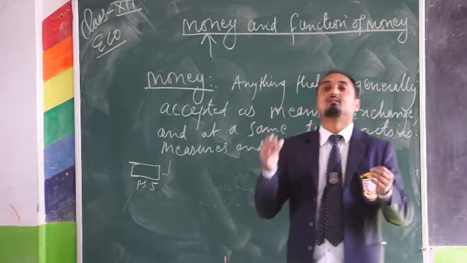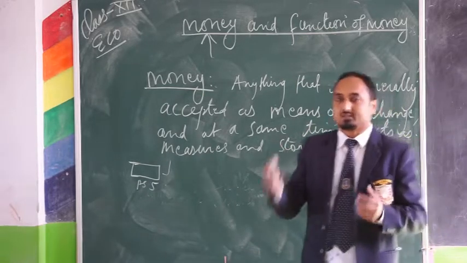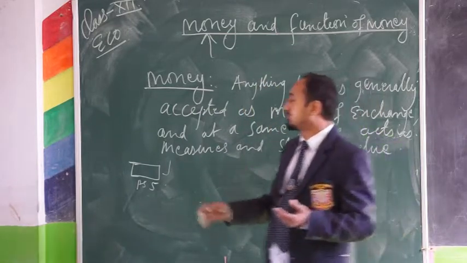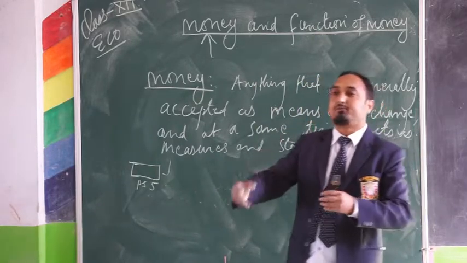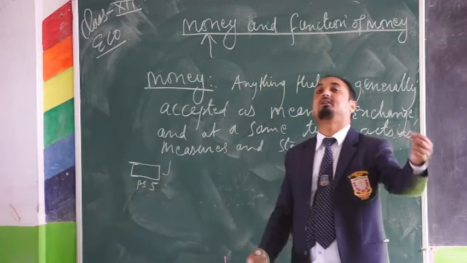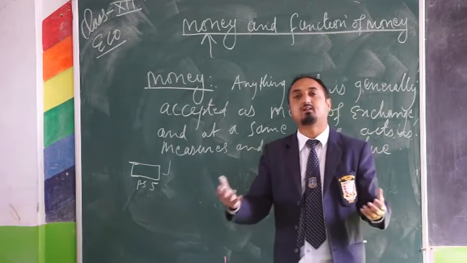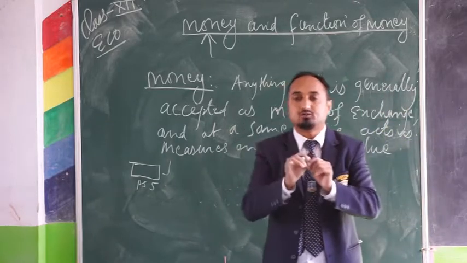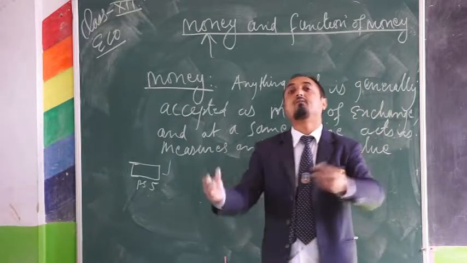So what is money? Money is anything that is generally accepted by everyone as a means of exchange. At the same time, it acts as a measure and store of value. If we can store this small piece of paper as 5 rupees, and in future we use this piece of paper and everyone accepts it as 5 rupees, then that can also be considered as money. It is not necessary that money should be only paper notes or coins. It can be anything which is generally accepted by everyone.